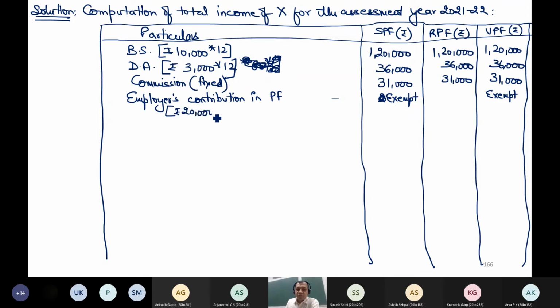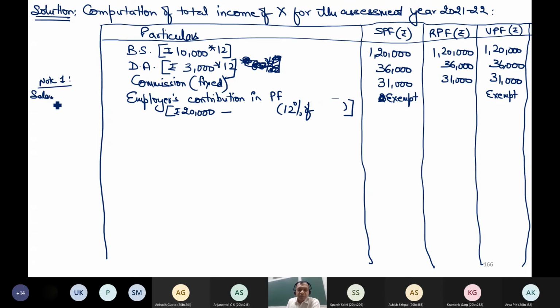Out of 20,000 per year, how much is exempt in RPF? Any answer? It is exempt up to 12% of salary. And what is salary? So now it is working note number 1. Since I don't have proper space, I am writing in this way, otherwise you should present a fair presentation.